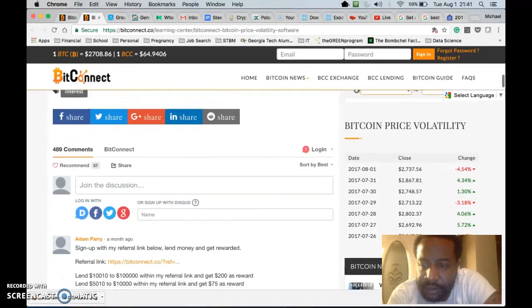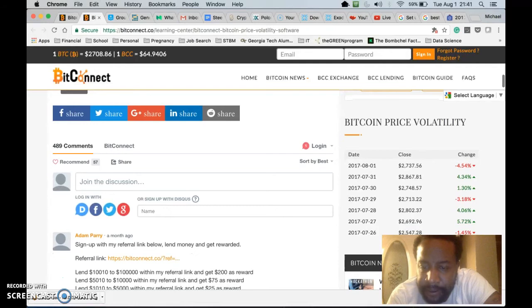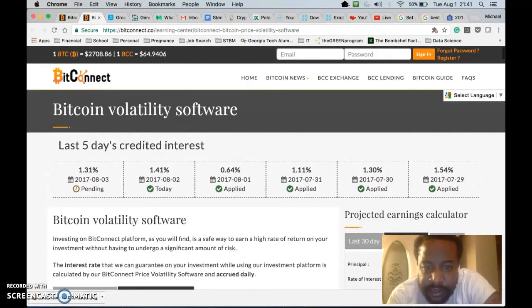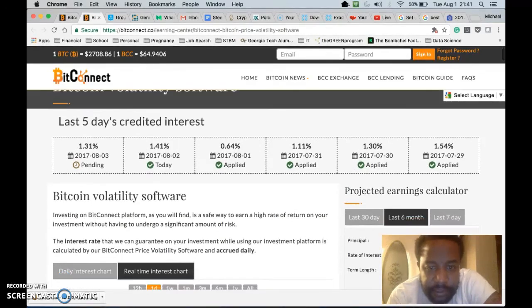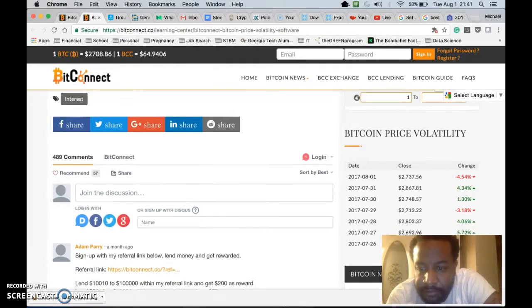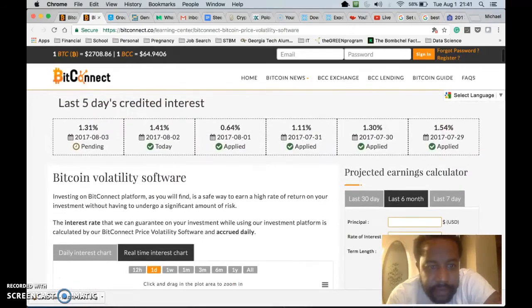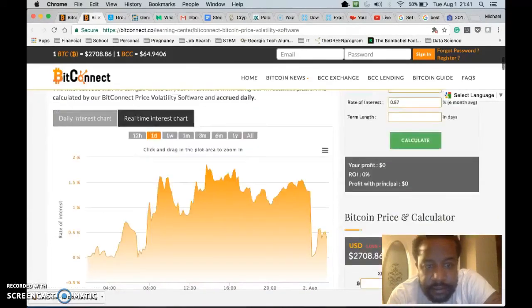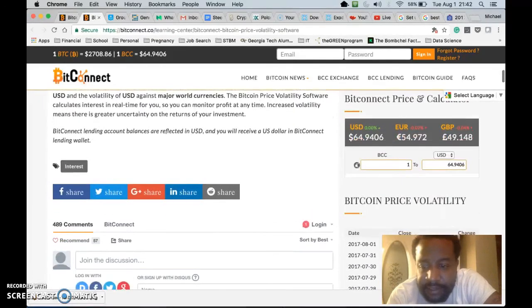And when you see these low days like this 1.3, that's basically associated with 2 days after that. So that's the interest on 8-1. So that was the 0.64. And just like the 4.3% move on Monday, we had a 1.4% interest rate return for Wednesday. So that's basically the volatility in a nutshell.